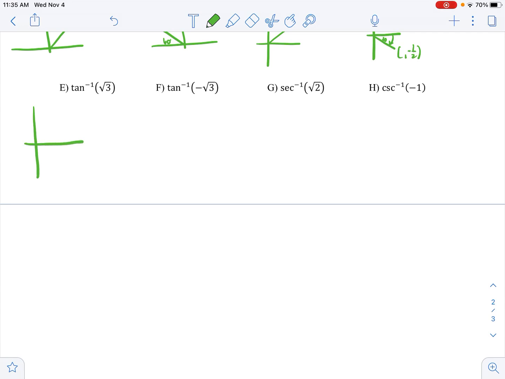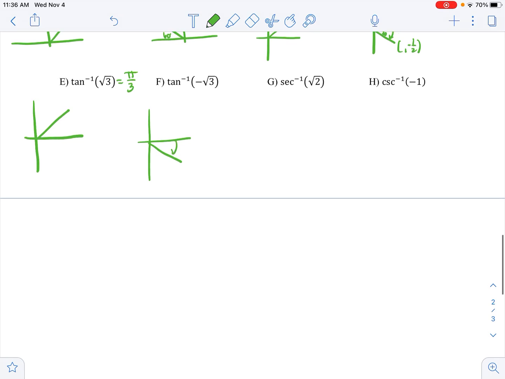Last 4, we have 2 tangent inverse and then a secant inverse and a cosecant inverse. So tangent inverse is defined in the first and the fourth quadrant. It's positive in my first quadrant. Remember, tangents you have memorized. What angle has a tangent of root 3? Pi over 3.